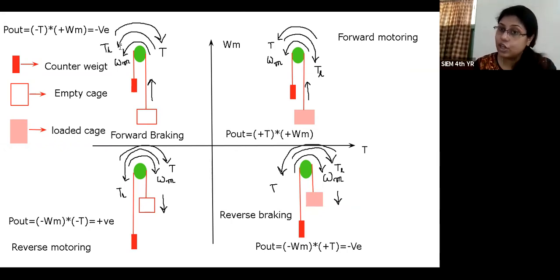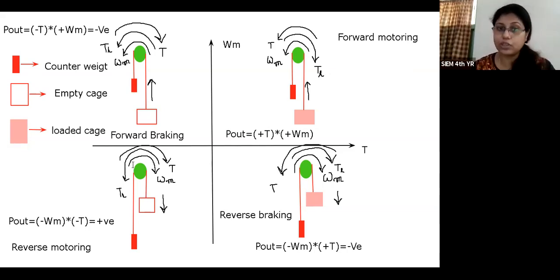So this is the direction of the load torque. Now, if the direction of the load torque is anti-clockwise, obviously we know that the direction of the motor torque is opposite to the load torque, so it will occur towards the empty cage. That means it is in clockwise direction.